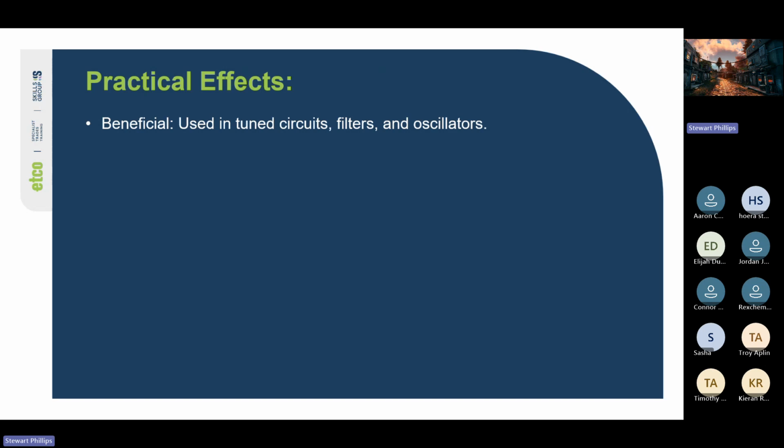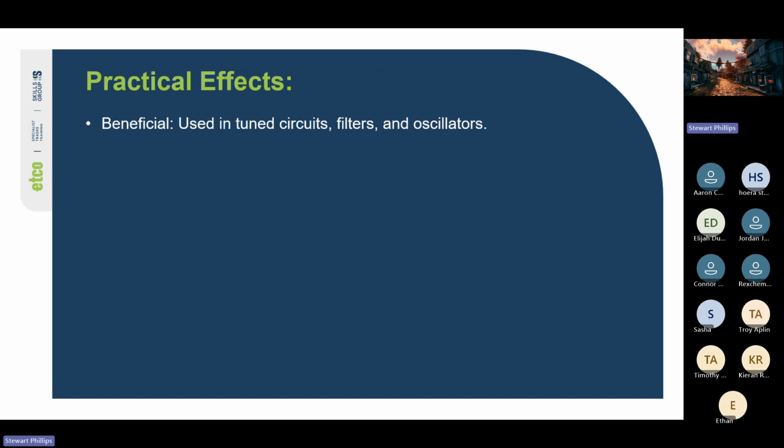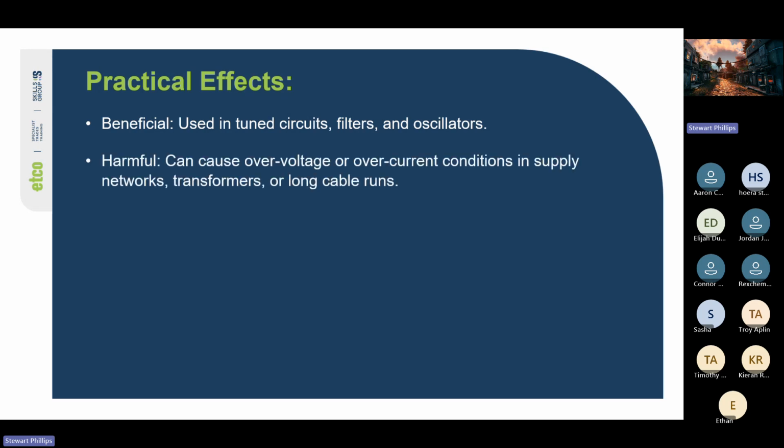it can be beneficial: it can be used to tune circuits, filters, and oscillators. So we can use it for tuning in radio circuits or electronics. But it can also be harmful: we can cause overvoltage or overcurrent conditions in the supply network with transformers or long cable runs. So again, if we imagine the playground swing, each push at the right time adds energy and the swing goes higher and higher. Resonance is the electrical equivalent. If the timing is right, energy will build efficiently. But if the swing is pushed too hard or left uncontrolled, it can go too high, just like current or voltage rising dangerously in our electrical circuit.